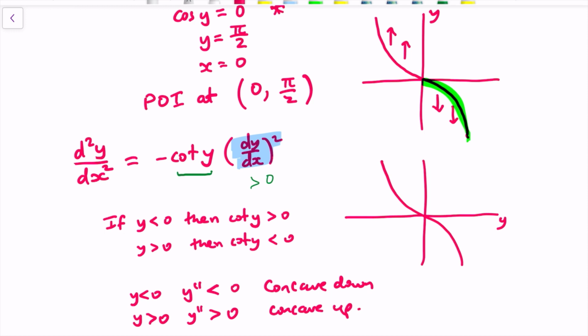All I'm doing there is giving a reason as to why it's a point of inflection. When there's a change of concavity about the point that you're considering, it is a point of inflection.